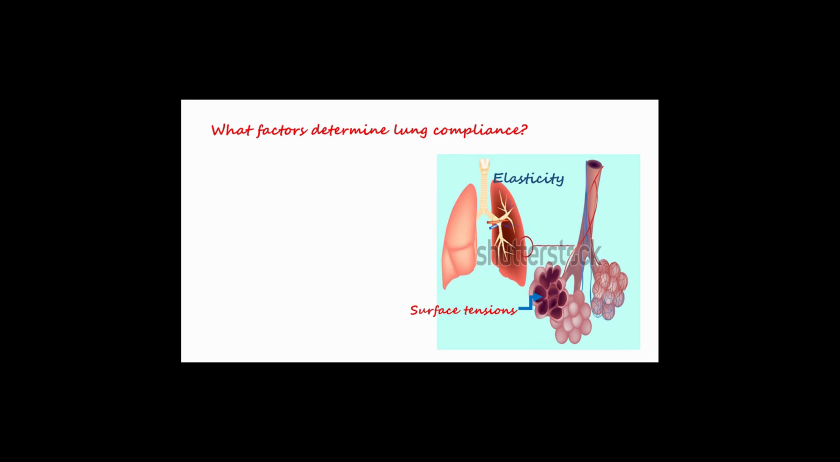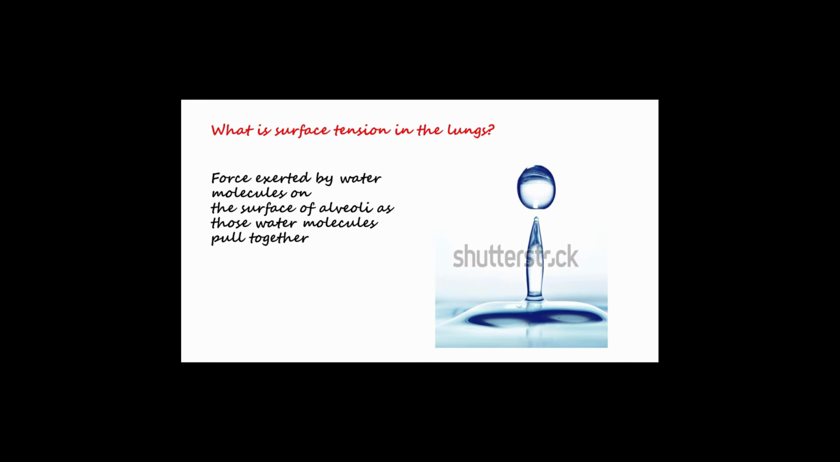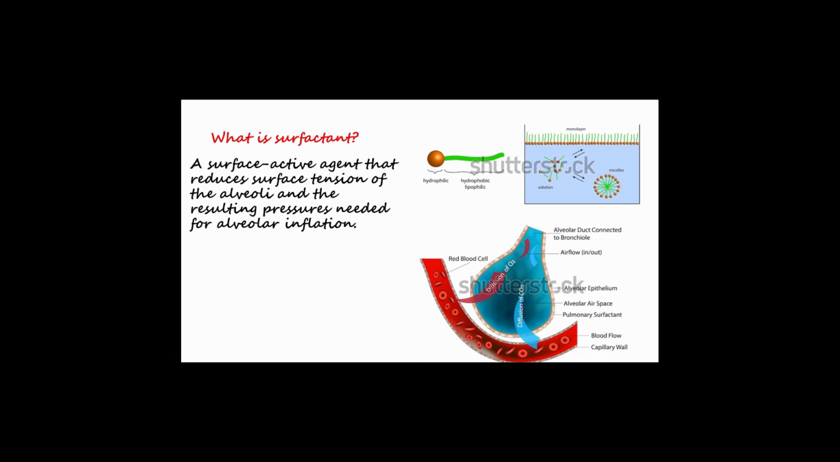What factors determine lung compliance? Two factors determine lung compliance: elasticity of the lung tissue, and surface tension at air-water interfaces. What is surface tension in the lungs? Surface tension in the lung is the force exerted by water molecules on the surface of alveoli as those water molecules pull together. What is surfactant? It is a surface active agent that reduces surface tension of the alveoli and the resulting pressures needed for alveolar inflation.